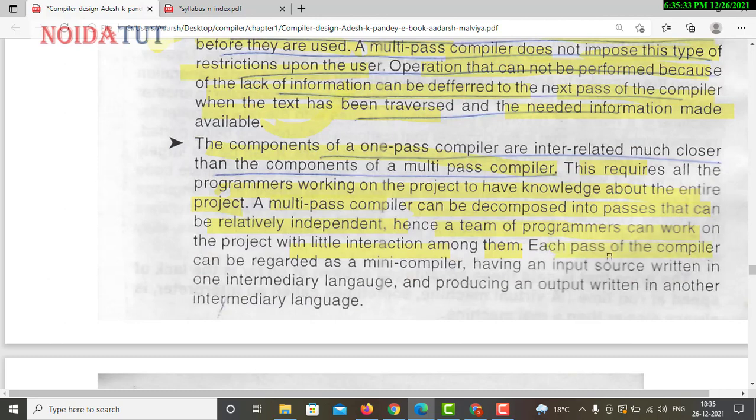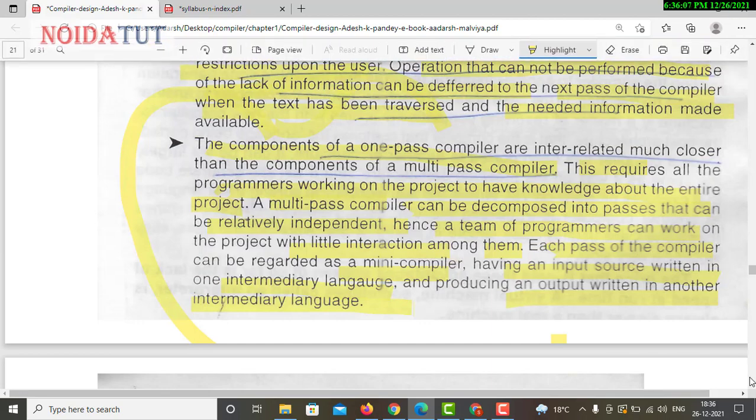Hence, a team of programmers can work on the project with little interaction among each of them. And each pass of the compiler can be regarded as a mini compiler, having an input source written in one intermediary language and producing the output written in another intermediary language. Fine. Now, what is in the components of one pass compiler? They are interrelated and very close. But in case of multi-pass compiler, they are independent, and many programmers can work on it. So in this case, we have seen two benefits of multi-pass compiler and one benefit of single pass compiler.